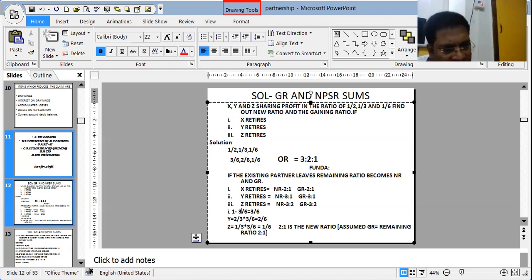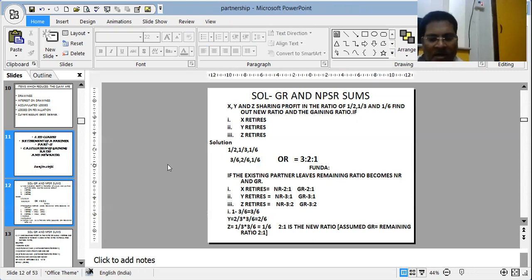1 minus 3/6 we have already done, so 3/6 of the cake is left. We are assuming that he has taken his share and gone away. So 3/6 of the profit is left. Then Y will be 2/3 of 3/6, which is 2/6, and 1/3 into 3/6 is 1/6. So we see that 2:1 becomes the new ratio. We assume that the gaining ratio is the remaining ratio, that is 2:1. Because he has left, this 2:1 is the gaining ratio and the new ratio also.